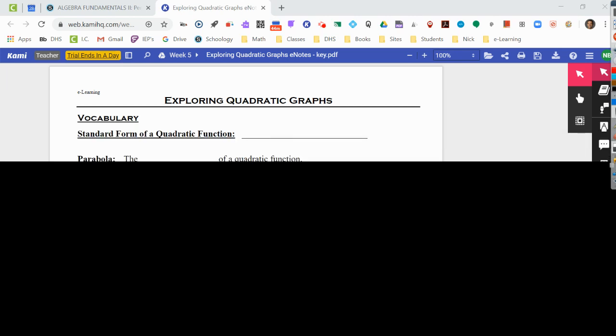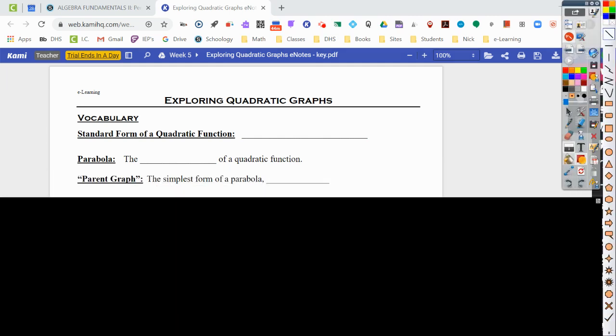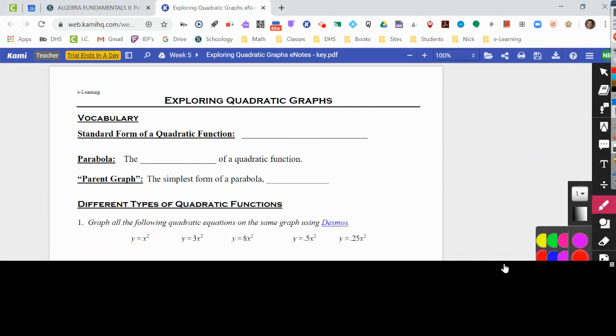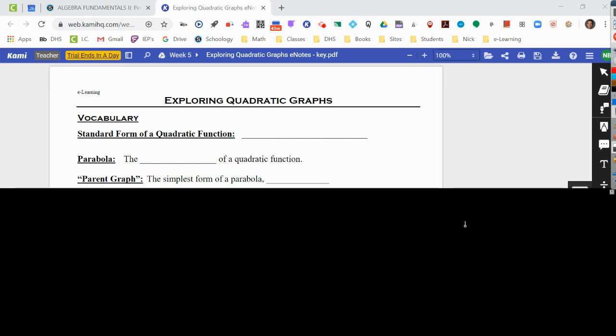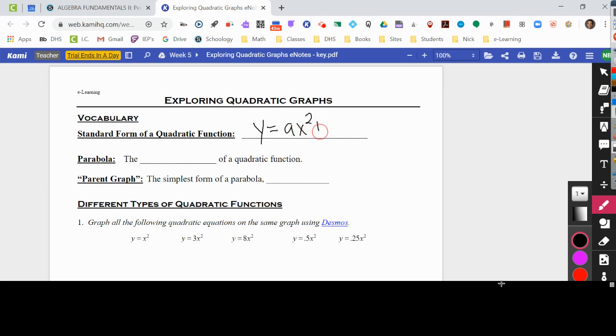All right, so before we get too deep in this, we had a couple of vocab words that we've got to talk about. Let me get my drawing tool here. The first vocab word is the standard form of a quadratic function. The standard form is going to look like this, and we've seen this before, right? It's going to be y equals ax squared plus bx plus c.